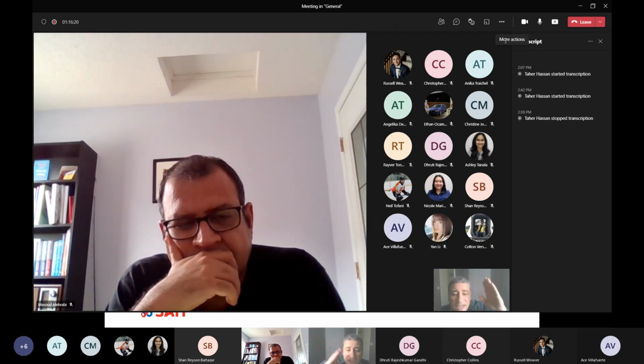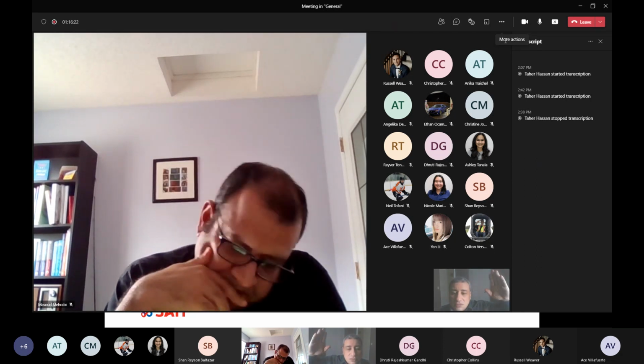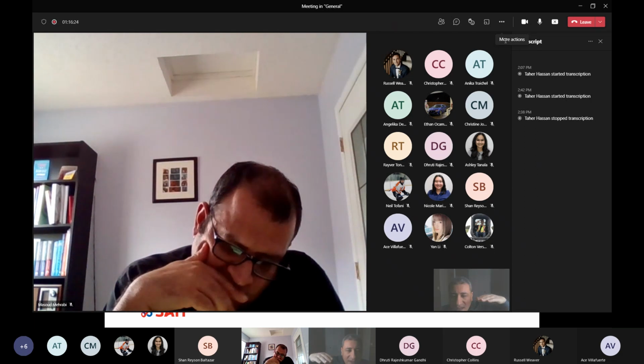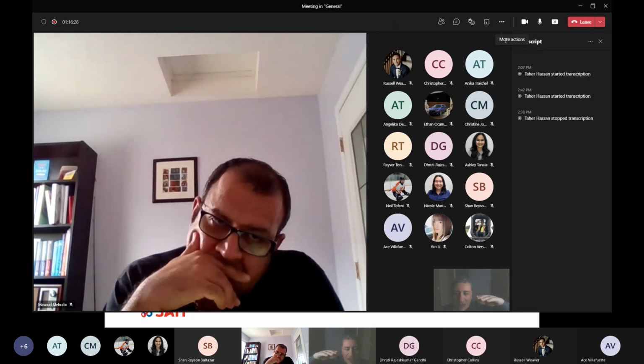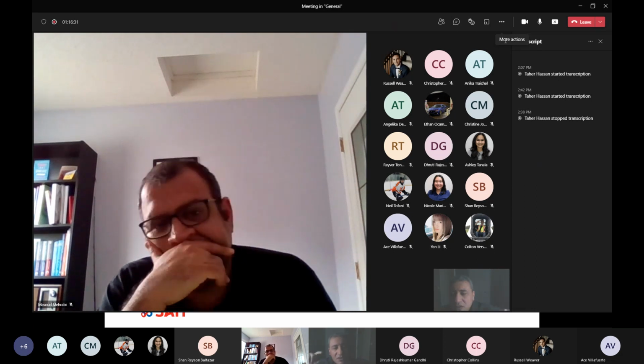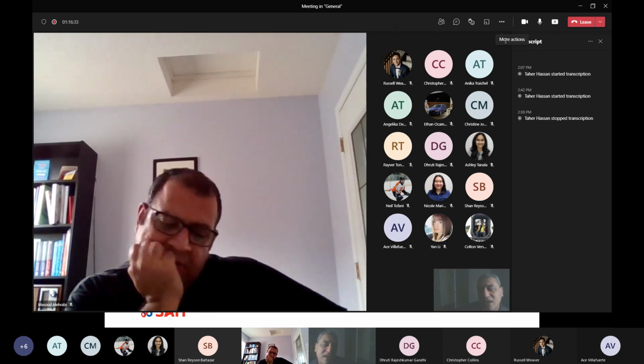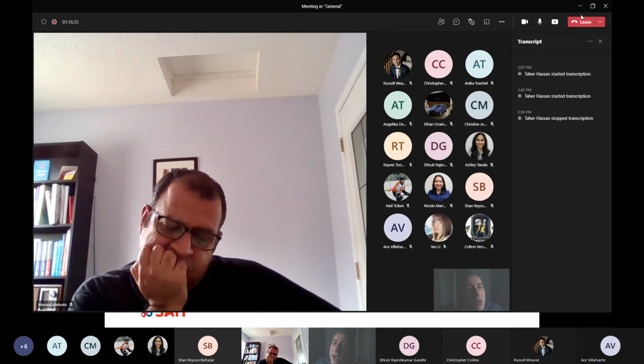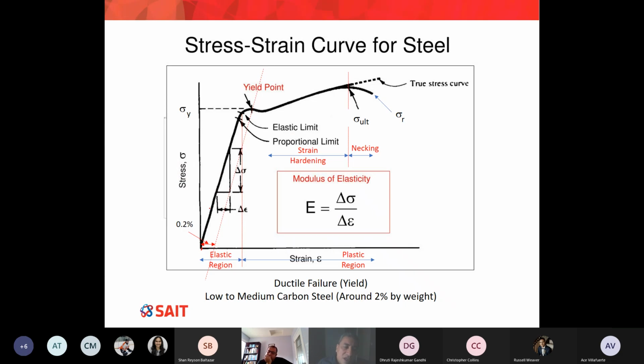Then as I increase my load, and remember the cross-section area in the beginning is constant, for sure the stress will increase. When the stress increases, the strain will increase in a linear fashion. And that's why you see the first part of the curve is straight. Between this point, I'm going to mark it for you, between these 2 points is a straight line.